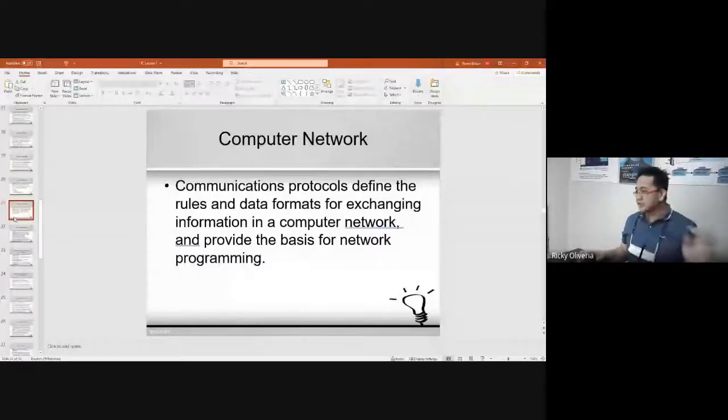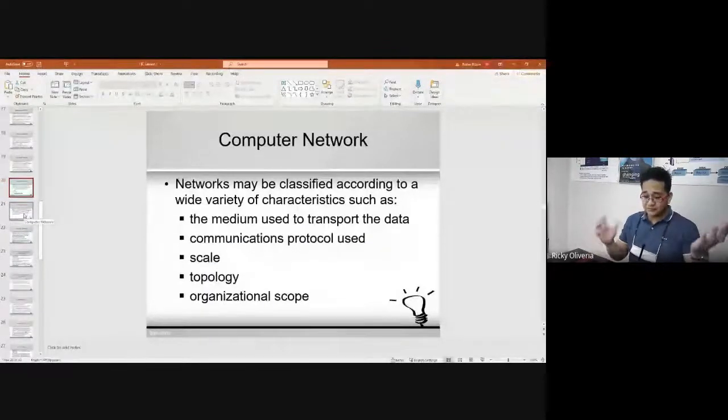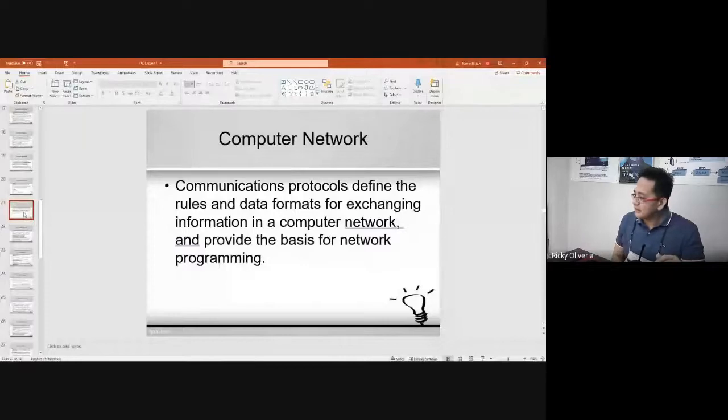So, communication protocols, meron pa ba? Organizational scope, ibig sabihin, yung sakop lang. Yung organizational scope is yung sakop. Let's say, for example, in a building, ilang laboratory, kanino sila connected, so on. Okay.